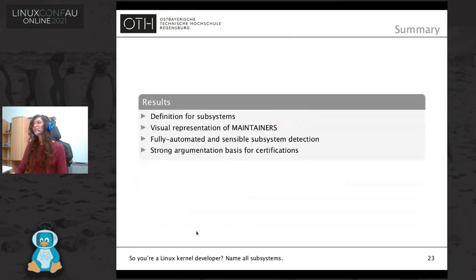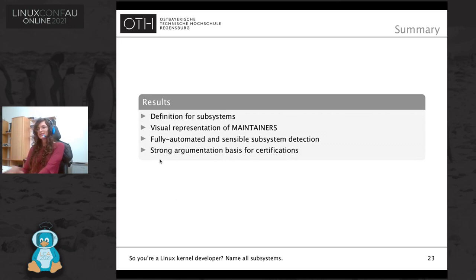Moving on, let's take a step back and look at what we achieved so far. We have this definition for subsystems that we now applied, and we have a visual representation of maintainers, and we achieved a fully automated and mostly very sensible subsystem detection. Obviously, there are misclassifications, such as the nature of clustering algorithms. I didn't just pull out perfect examples, and I can show you some of them too. There will be time for questions later, and I can still show you some subclusters, subsystems, stuff like that.